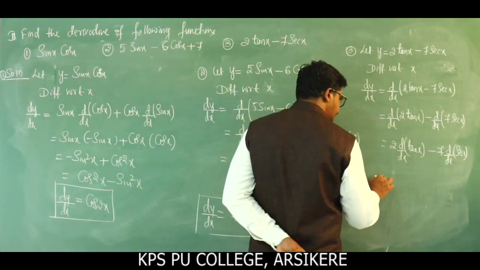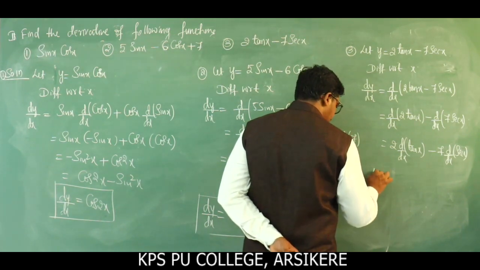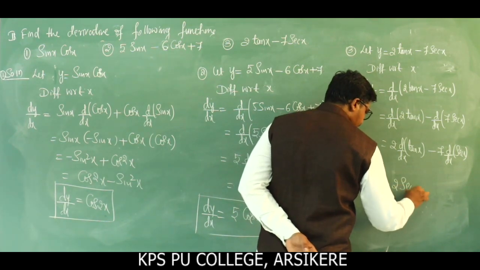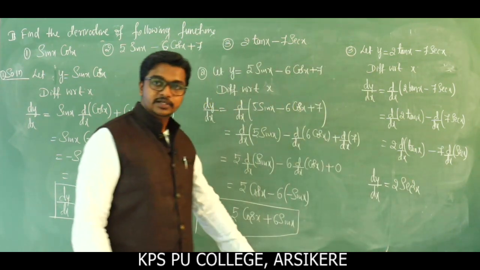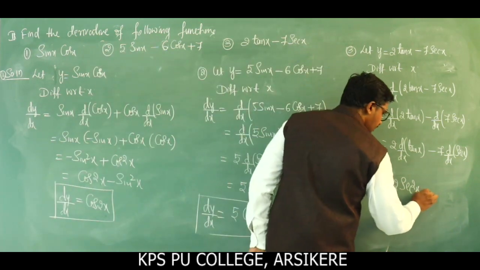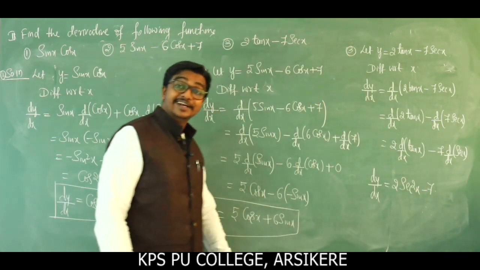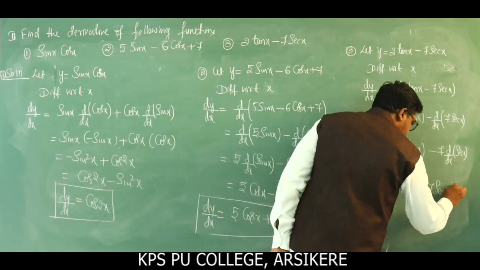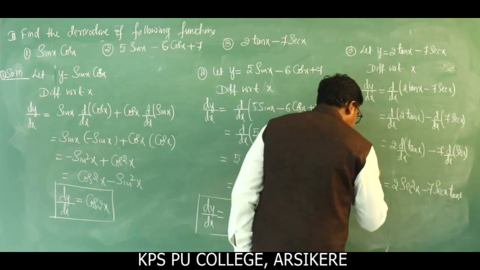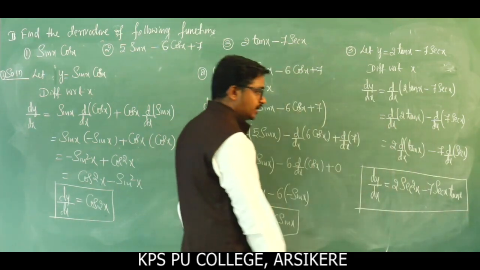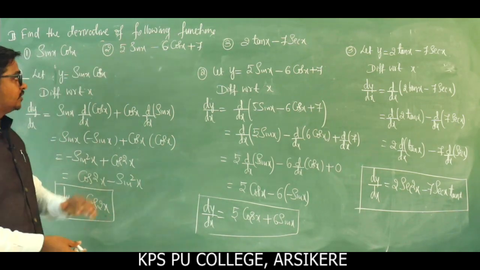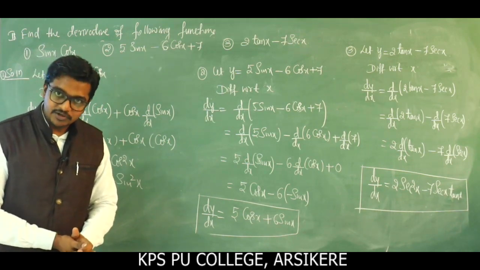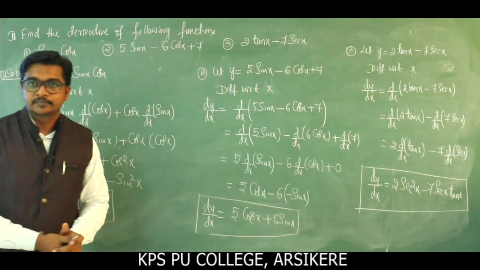Further simplification, therefore this becomes directly dy by dx is equal to 2 into secant square of x. Derivative of tan x is secant square of x, minus 7 into derivative of secant x. Just remember, this is secant x into tan x. This is the standard formula. Derivative of secant x is secant x into tan x. Problem numbers 1, 2 and 3, these are the solutions. Take a pause and note down all the things I have written here.